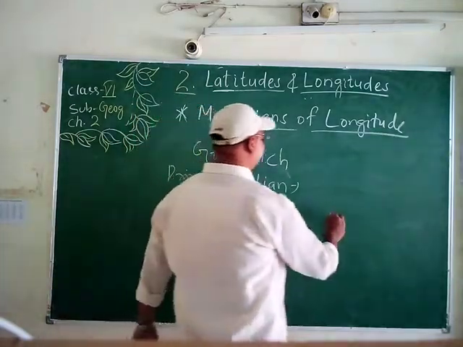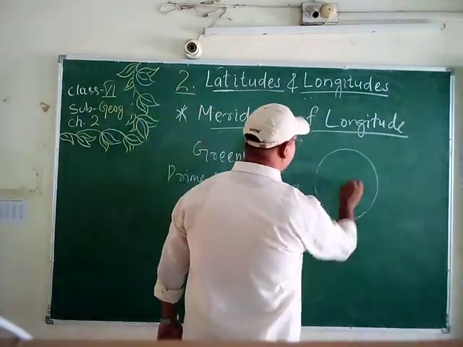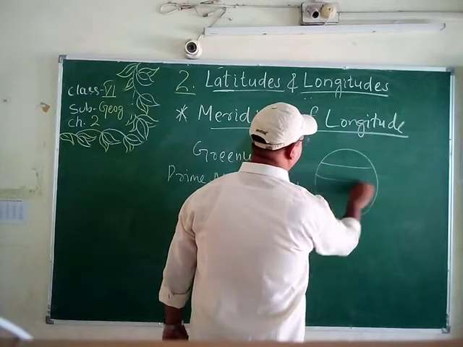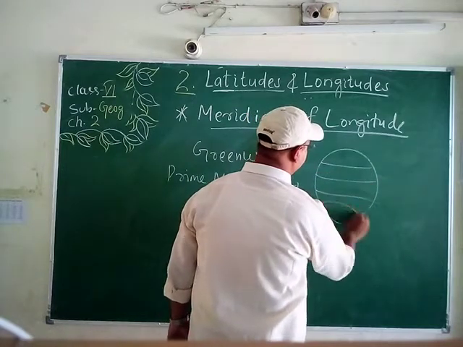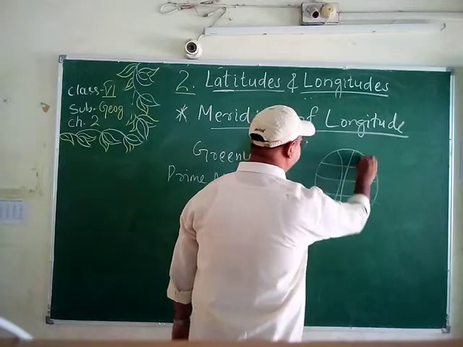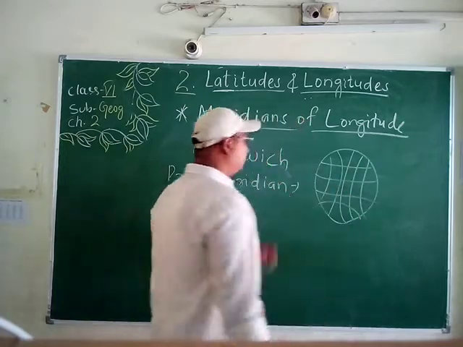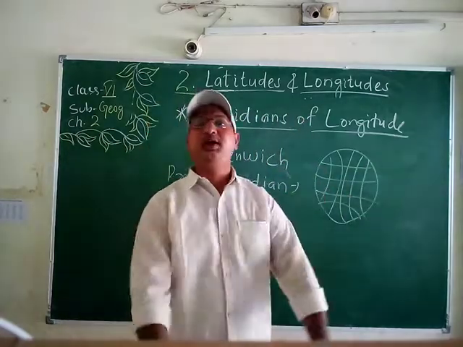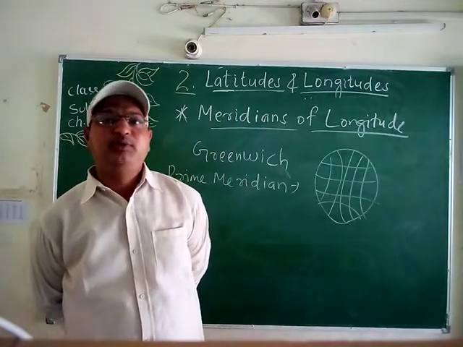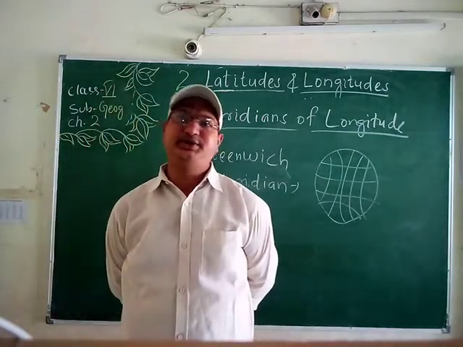Suppose this is the Earth and these are parallels and these are the poles. If these are the latitudes, then they form a grid. With the help of the diagram, you can understand.